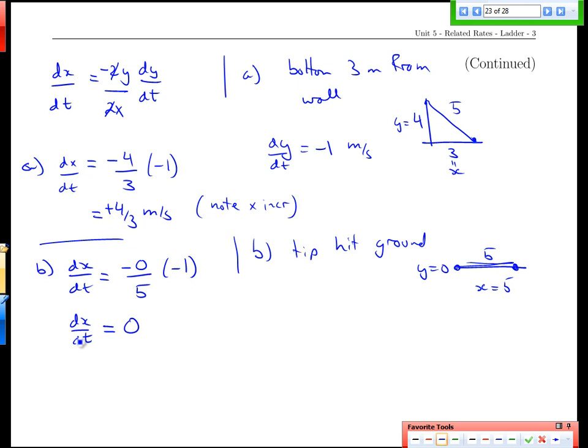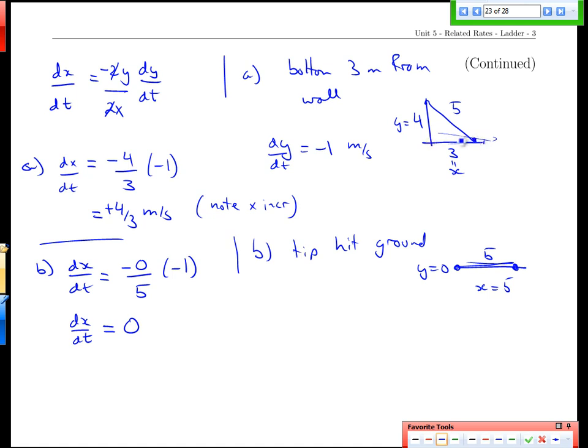So think about that for a second. Does that make any sense? When the tip hits the ground, the bottom is not moving out anymore or in. It might seem surprising at first, but it actually makes perfect sense. Imagine the ladder sliding down and down and down. When the tip hits the ground, the ladder's not going to move any further out. In other words, x is never going to go larger than 5. It can't because the ladder is just 5 meters and it's going to stop.